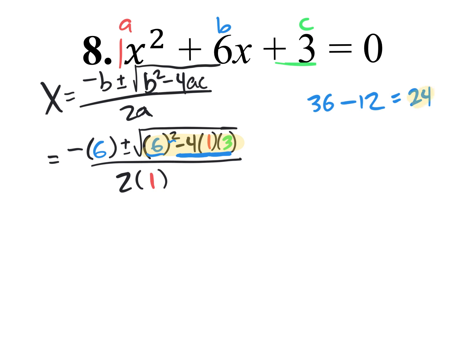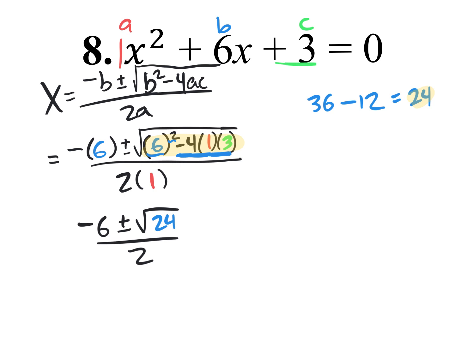Now we could rewrite it, but instead of negative parentheses 6, I'm just going to write down negative 6 plus or minus square root of, and instead of all that junk, I'm going to put 24 because that's what it equaled. And it's over 2 times 1, which is 2. Okay, now at this point, you need to be able to simplify the square root of 24. If you forgot how to do that, just get a calculator, type in square root of 24, hit equal, and it'll give you the simplified radical. That will be 2 square root of 6.